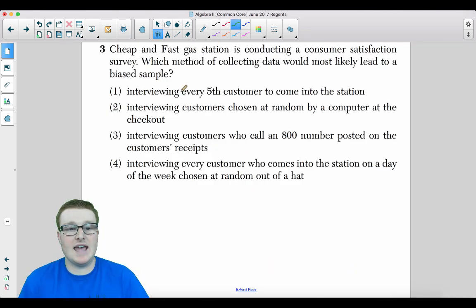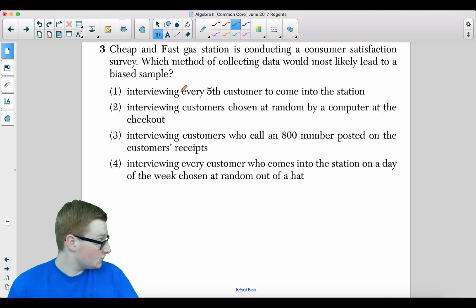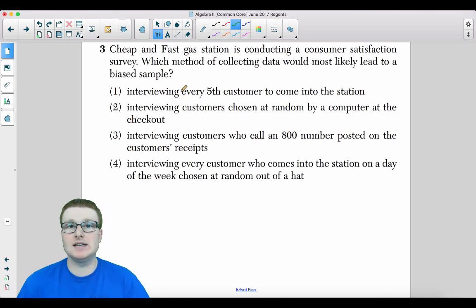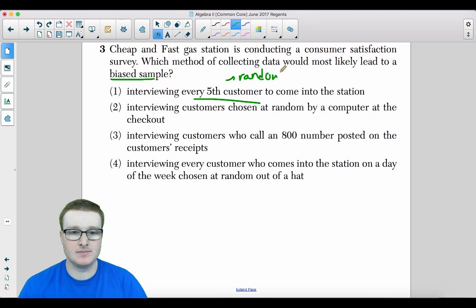Cheap and fast gas station are conducting a consumer satisfaction survey. Which method of collecting data would most likely lead to a biased sample? So bias means something doesn't seem right, okay? So if we look here, which method would most likely contain a bias? Choice 1 says interviewing every 5th customer to come into the station. Well, every 5th customer is a random selection. That's good. It's a random selection, so it's not choice 1.